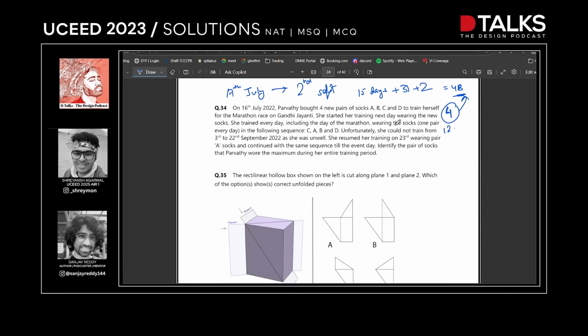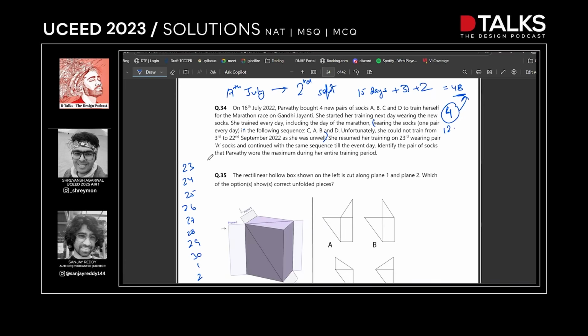So that means this initial part of the question was completely useless. It does not really affect the final answer. So 22nd September, she's not doing anything. Now we are resuming on 23rd, and she's starting with A. So instead of counting again, we can just write it out. Not a lot of days: 23, 24, 25, 26, 27, 28, 29, 30, 1 and 2, because the marathon is on Gandhi Jayanti.